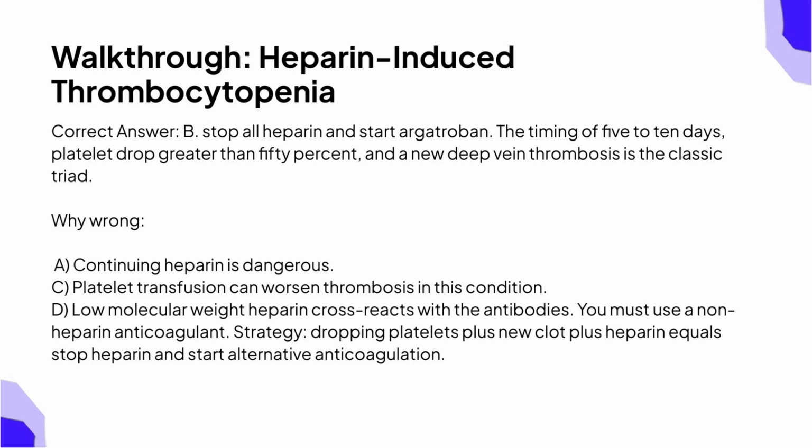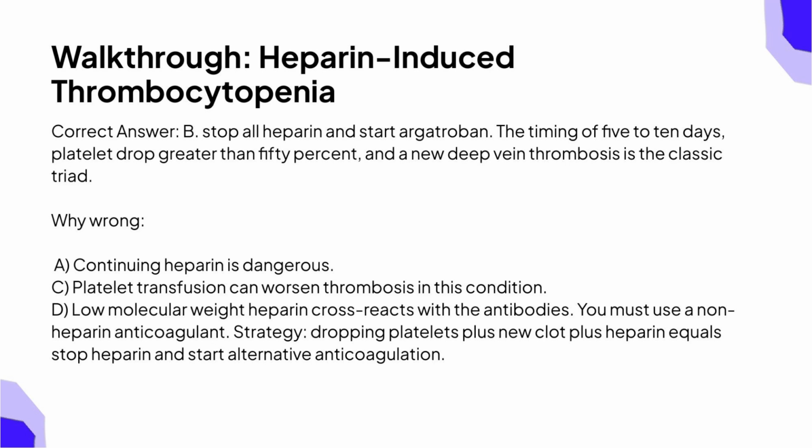She has a new deep vein thrombosis. Heparin-induced thrombocytopenia is a prothrombotic state. Why are the other choices wrong? Choice A, continuing heparin, would be dangerous. You must stop all heparin immediately. Choice C, transfusing platelets, can actually worsen thrombosis in heparin-induced thrombocytopenia. This is a classic trap answer.